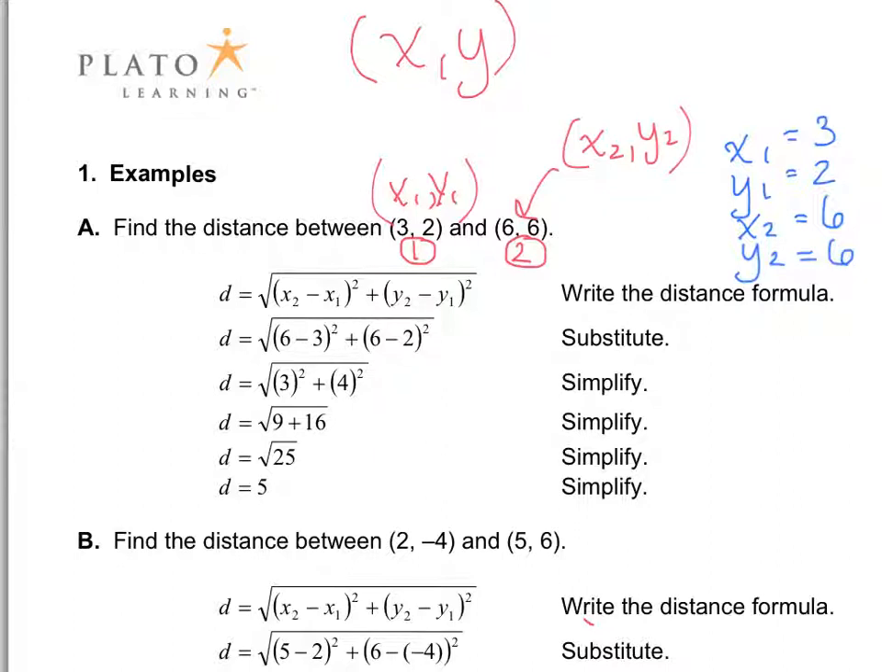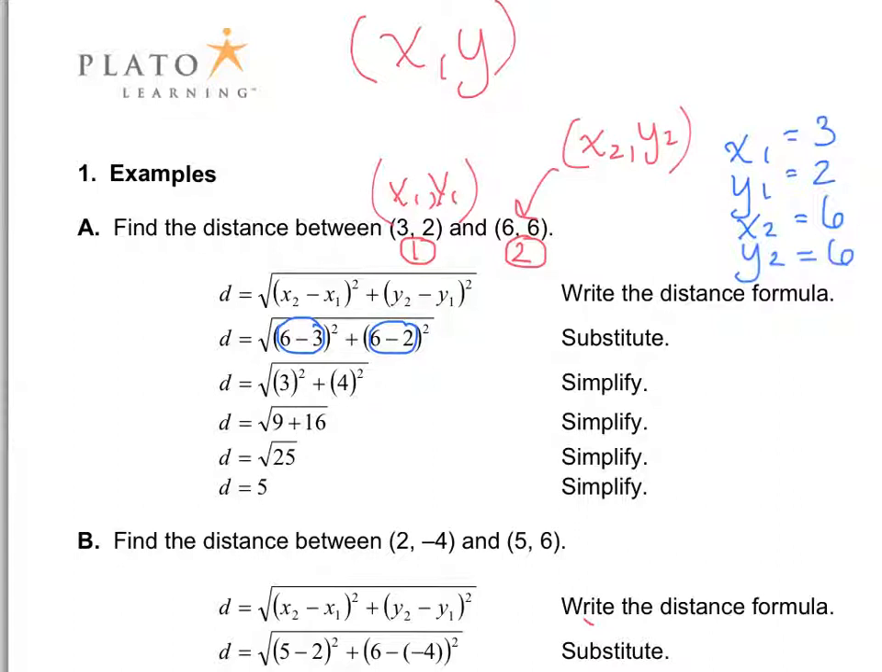Using our order of operations, we first have to take care of that inside value first, and as a result we get 3 on the inside and 4 on the inside. Then the next step is to take the exponents, and then we get 3 squared is 9, 4 squared is 16, and lastly we get to add. 9 plus 16 is 25.